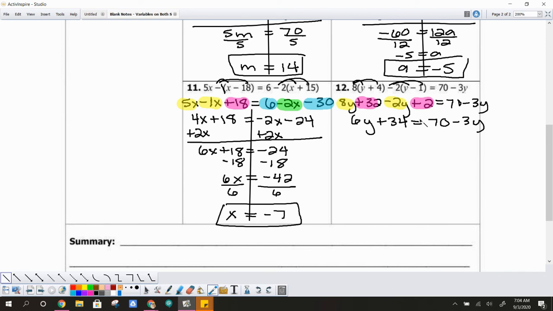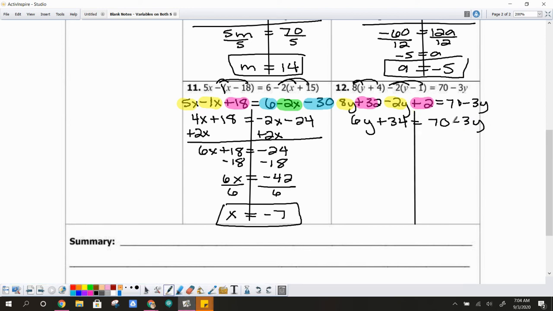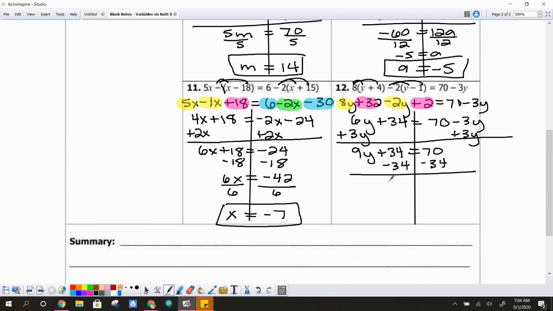All right, and then we're going to draw the line. Go ahead and solve. So my smaller of the two y's is the negative 3, so I'm going to add it to both sides. So we have 9y plus 34 equals 70. And now I need to keep this y by itself, so I'll get rid of the 34. So I have 9y equals 70 minus 34, which is 36. Divide both parts by 9. And y equals a positive 4.